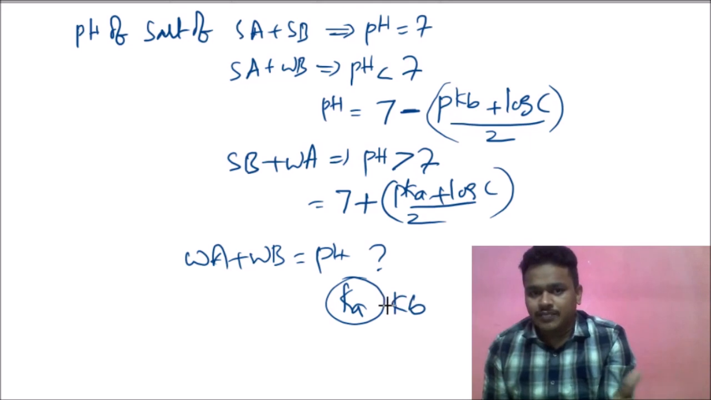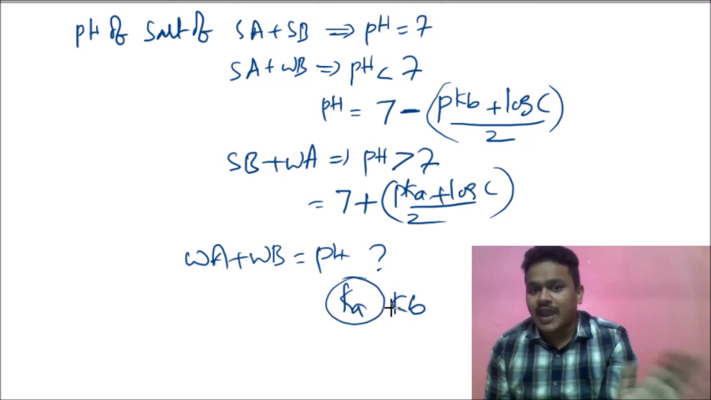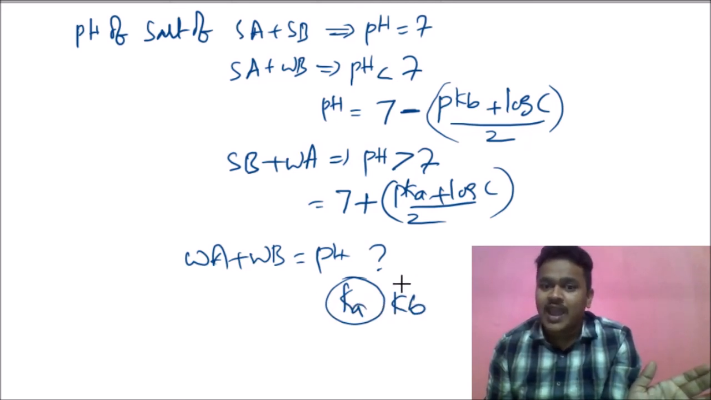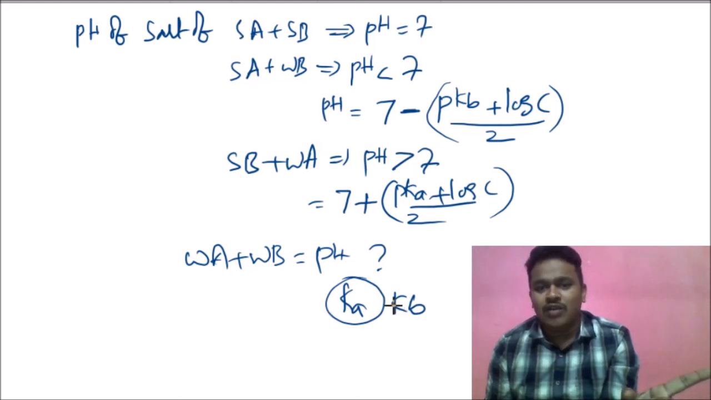Maybe in the explanation I am using pKa and pKb values, but they are Ka and Kb values. Ka and pKa are opposite in meaning. Kb and pKb are both opposite in meaning. So the Ka and Kb values will decide.